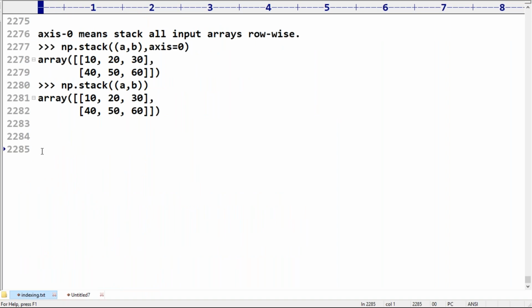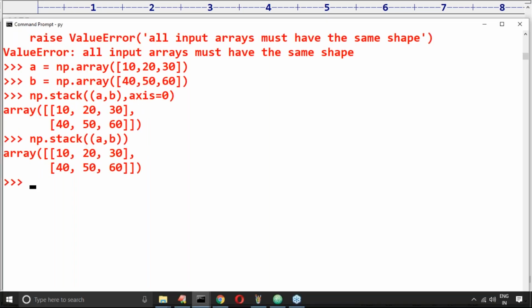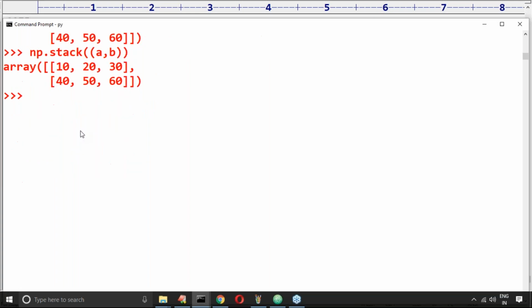Next, I want to take axis 1. Axis 1 in the 2D array means column wise. Correct, right? Column wise. Boss, take elements from the input arrays, but stack column wise. That is the meaning, right? In the result, can you please consider elements column wise? That is my requirement, right? How can we do that?